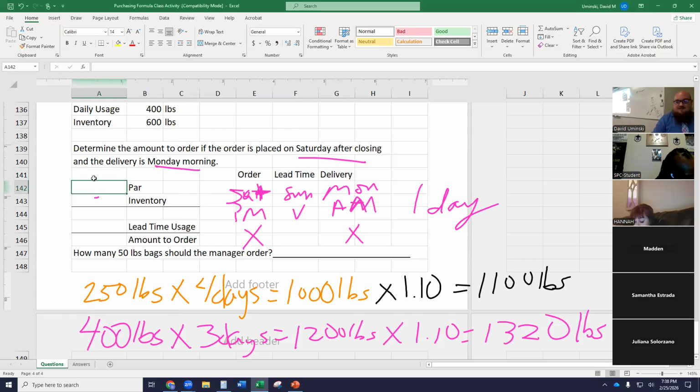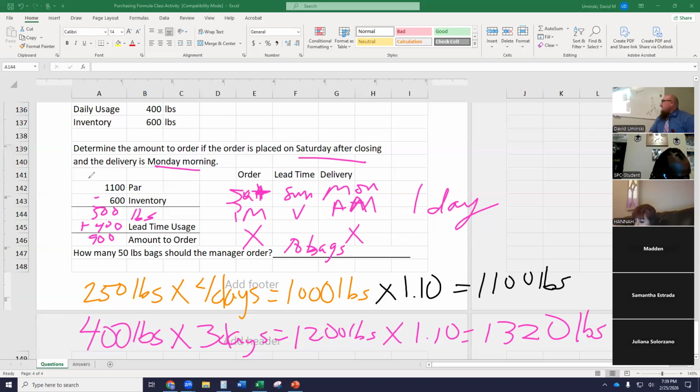So my par, 1,100. Inventory, 600. Subtract those two, 500 pounds. Plus my 400 pounds, because that's my daily usage of one day, 900. How many 50-pound bags? 18 bags. Okay, so 18 bags is what I need to order in order to get me through that week.